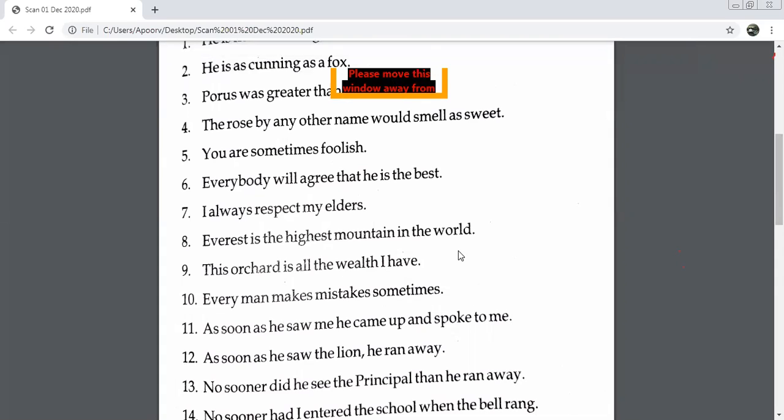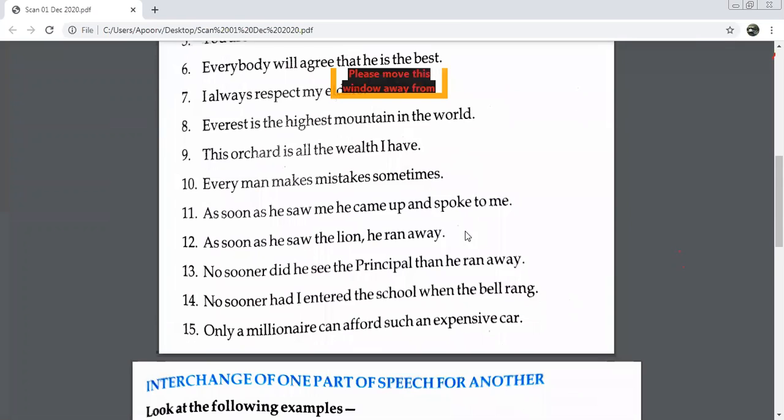Except this orchard, I don't have any more wealth, or I have no wealth. Come on, others also. Tell me the ninth one. Hurry up. Except this orchard, I have no wealth. Very good. Okay. Tell me the last one.